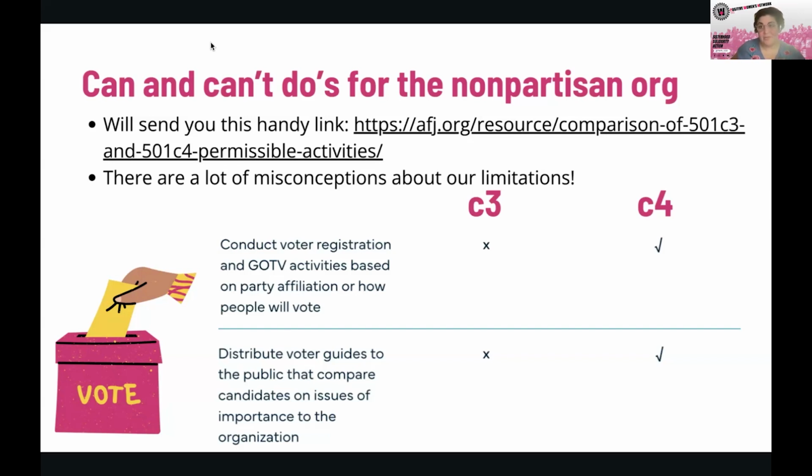We can't talk about, vote for. We are a C3. We're a C3. That's right. Okay, not a C4. Not a C4. That's right. Okay, gotcha. So, yep, perfect.